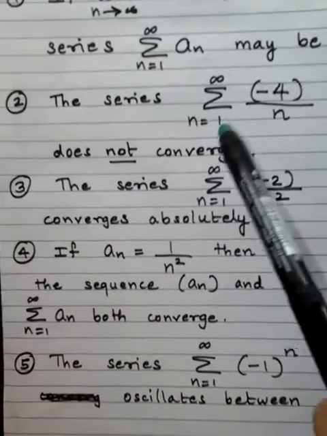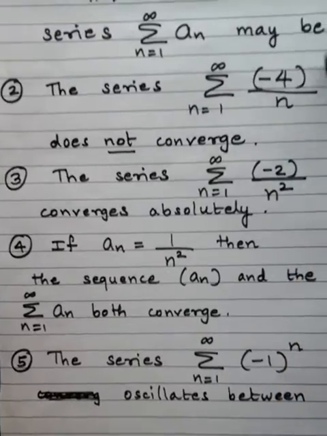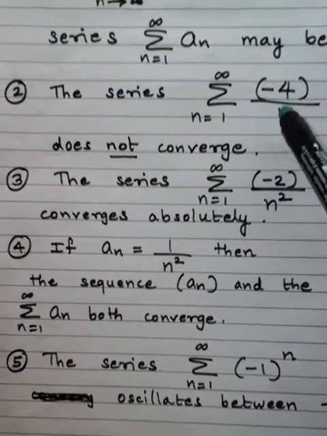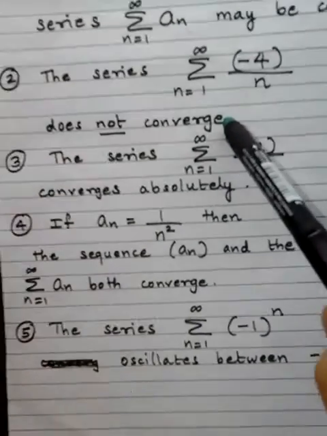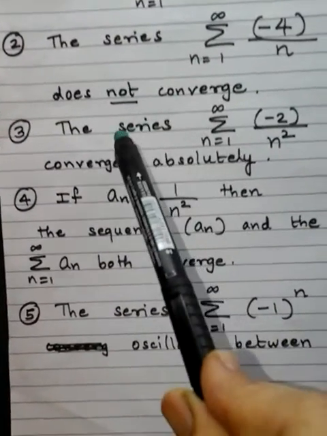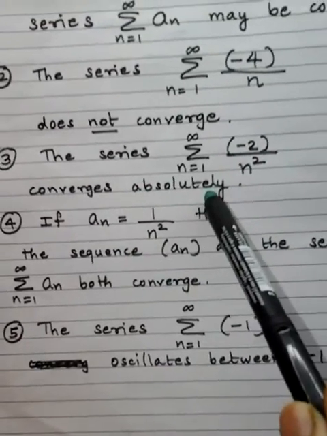Then the series summation minus 4 upon n does not converge. This series is a kind of p series with p is equal to 1 and therefore it is not convergent. That is divergent. The series minus 2 upon n square converges absolutely.